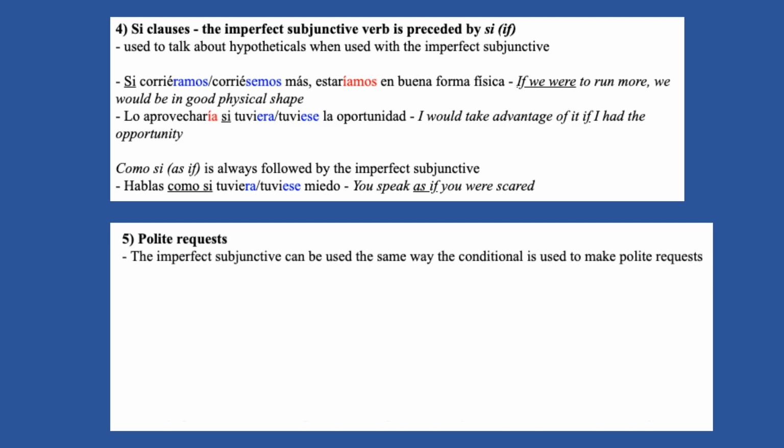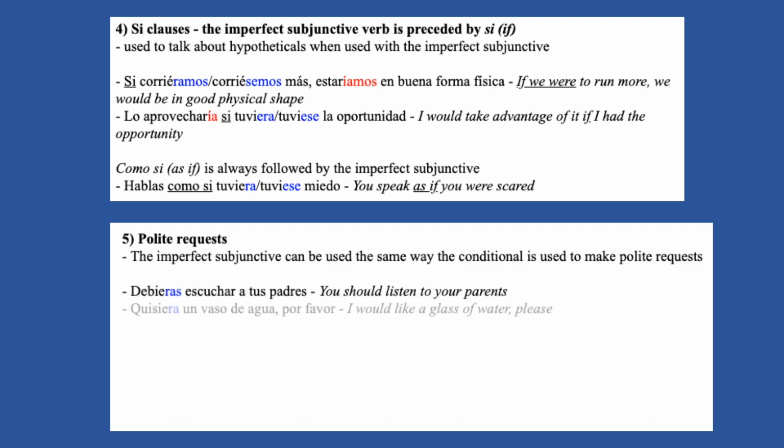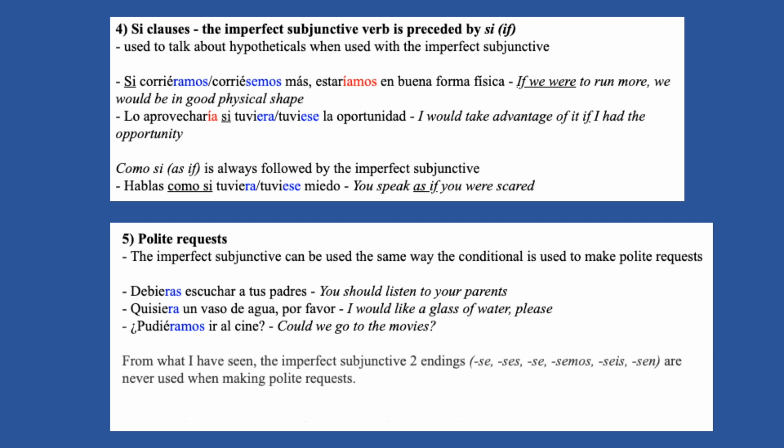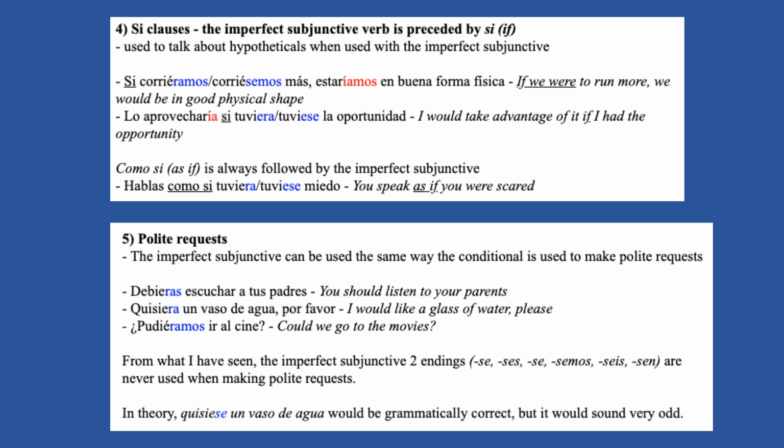You can use the imperfect subjunctive similarly to the conditional to make polite requests. Debieras escuchar a tus padres. Quisiera un vaso de agua, por favor. ¿Pudiéramos ir al cine? Now, from what I have seen, the second set of imperfect subjunctive endings are never used for polite requests. In theory, it would be grammatically correct if you said quisiese un vaso de agua, but it would sound very odd, so it's probably best if you just use the first set of endings.